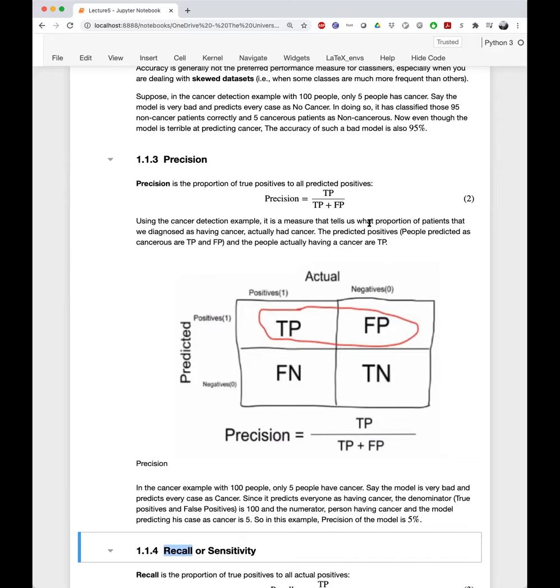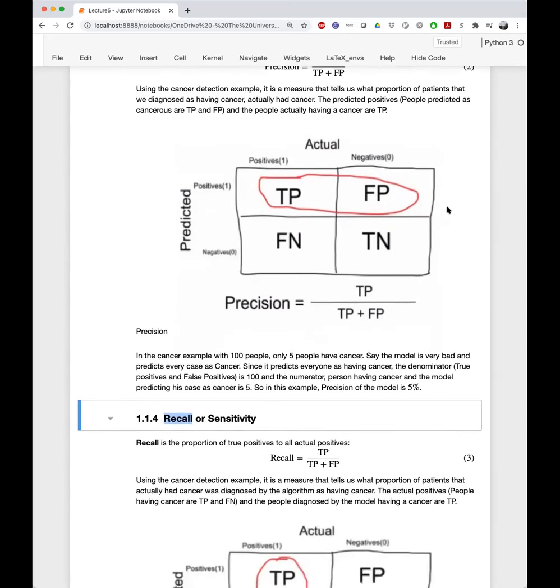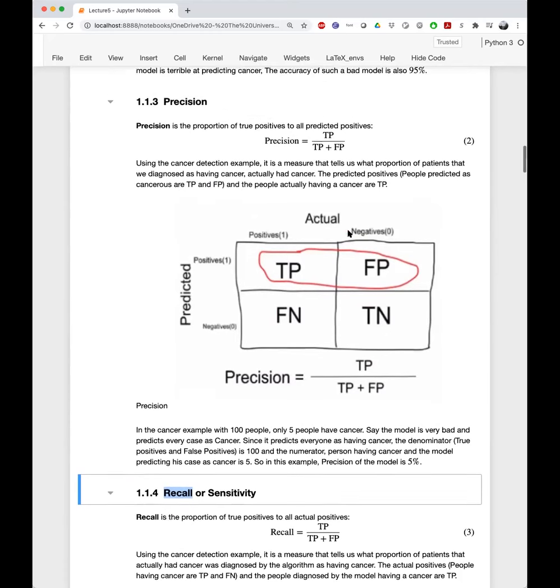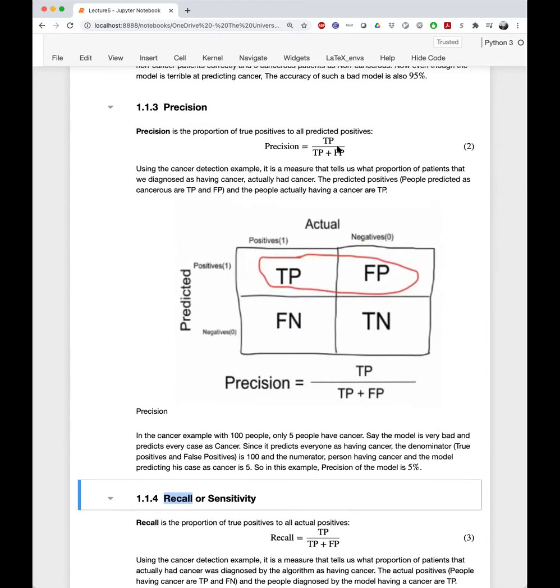Okay, so this is what precision means. The precision is actually decided by false positives. If there's no false positive, that means the precision is 100%. If the false positive is larger, then the precision is smaller. So it's totally decided by false positives. Precision is all about false positives. If there are more false positives, then the precision is low. If there are fewer false positives, then the precision is higher.